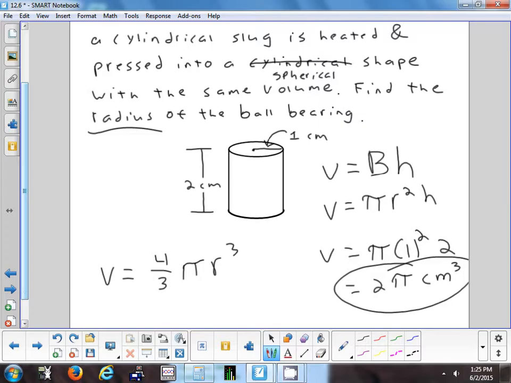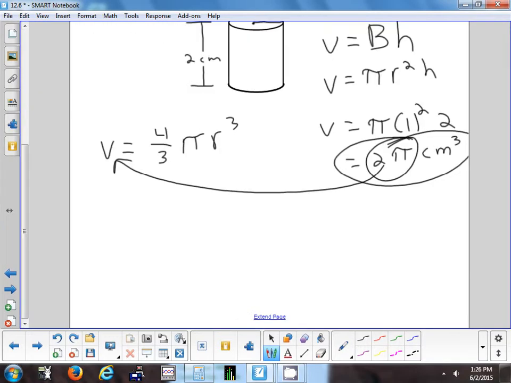Four over 3 pi r to the third, right? Yep. I should remember that one. And there's only two letters in this formula. One of them we already know. Which one do we know? The radius. That's what we're finding. Oh, okay. We know that 4 is 1 more than 3. Oh, we know the pi.